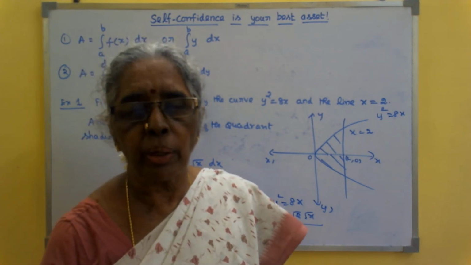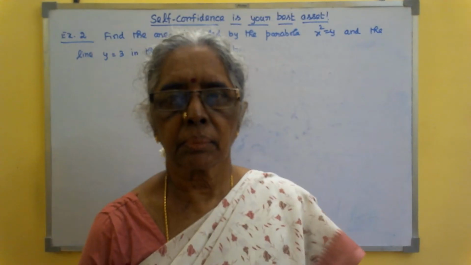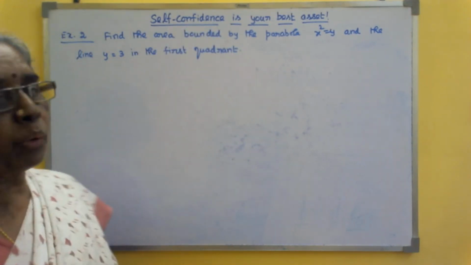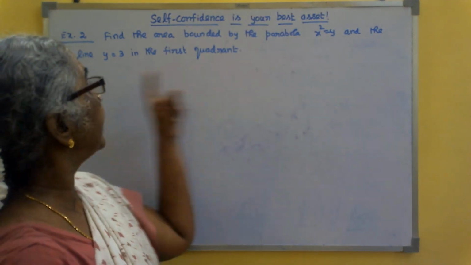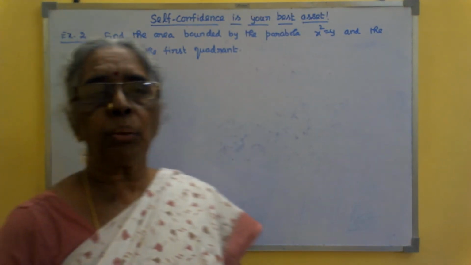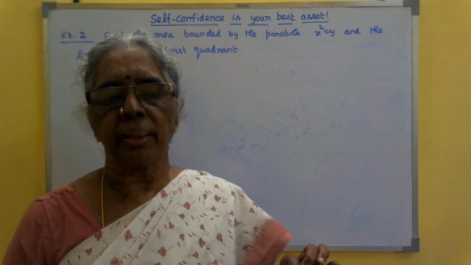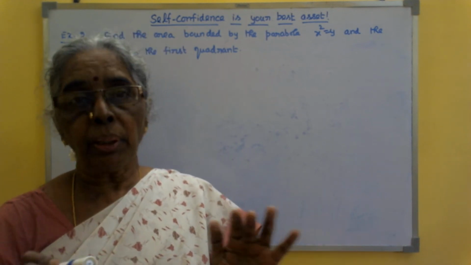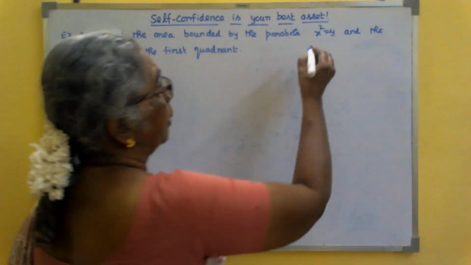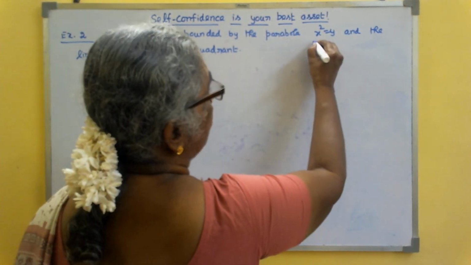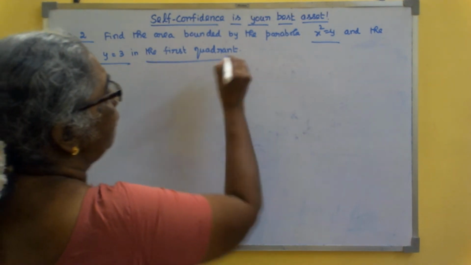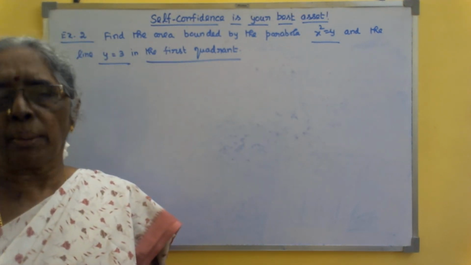Let us see one more example. Now find the area bounded by the parabola x squared is equal to y and the line y is equal to 3 in the first quadrant. See, each word given in any sum is very important. You cannot leave anything. Okay. Here the parabola they have given. Even otherwise you can identify. The line is y is equal to 3. Then in the first quadrant. All these things are important.